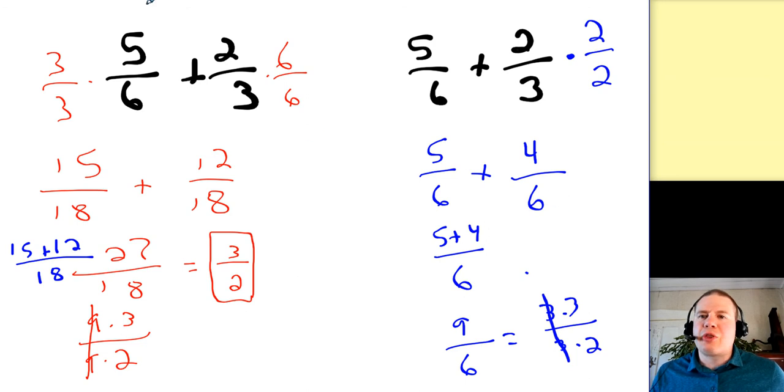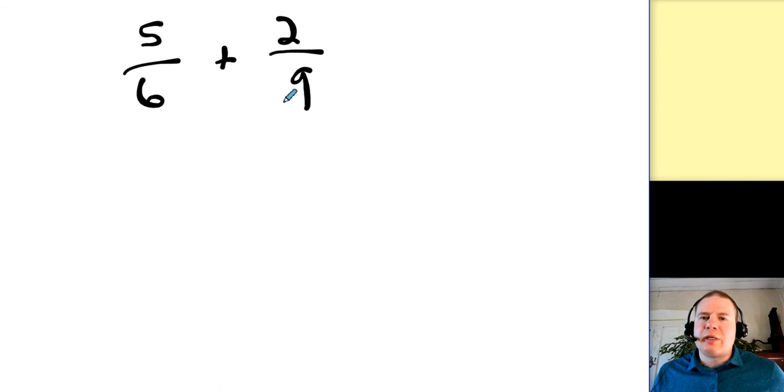Now the third scenario, which we'll actually have to get to in another video because this one's starting to go kind of long, is when neither number is a multiple of the other, but there is still a shortcut. I don't have to do 6 times 9 and 9 times 6.